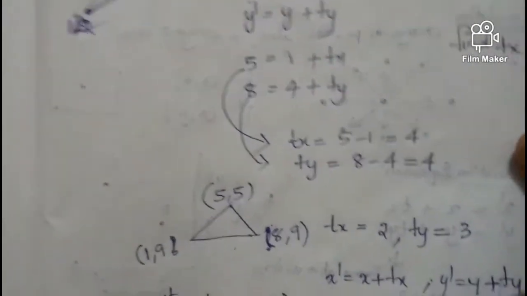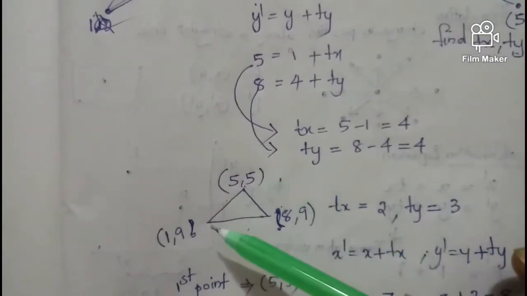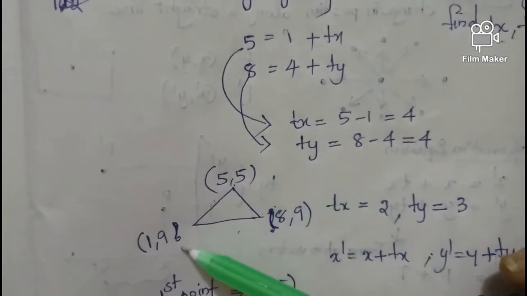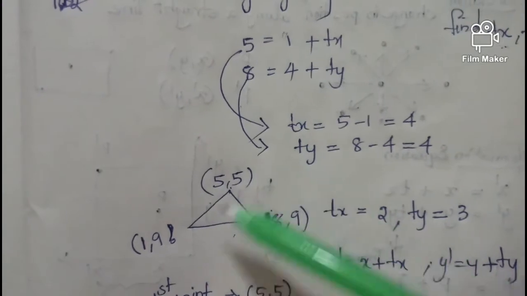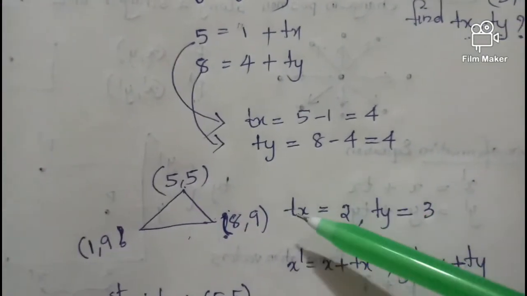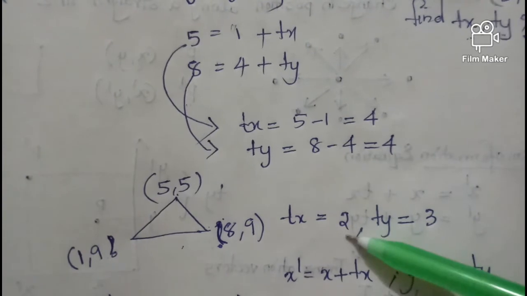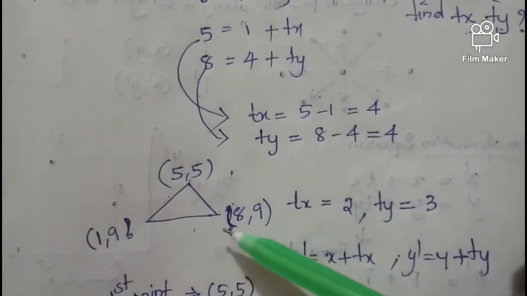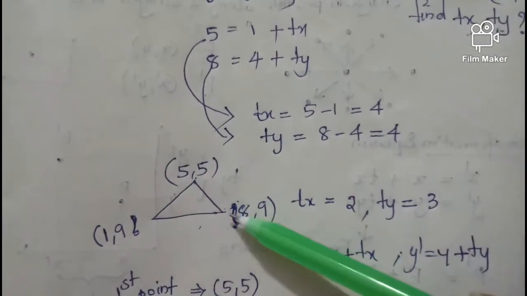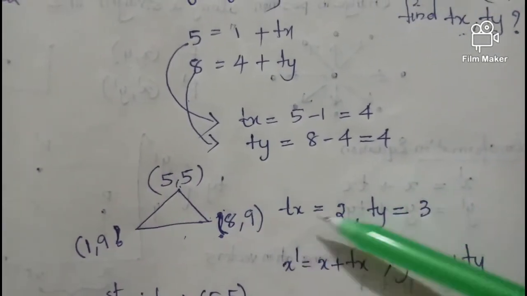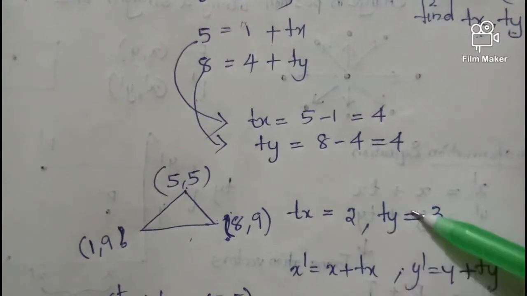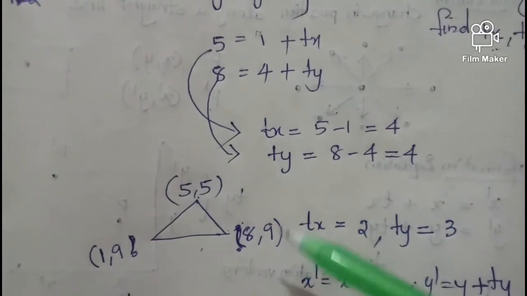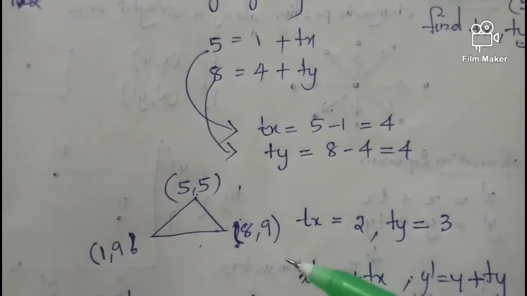Okay. Now suppose another question is given to you, a triangle. And we know that triangle has 3 endpoints. Which are they? 5, 5, 1, 9 and 8, 9. 3 endpoints are already given. Now what? 2 other values are also given. Tx is equal to 2 and ty equal to 3. So you now know altogether 5 values: three end points of a triangle, and the translation vector parameter values are also given. So with these values you have to find the new position of the triangle.